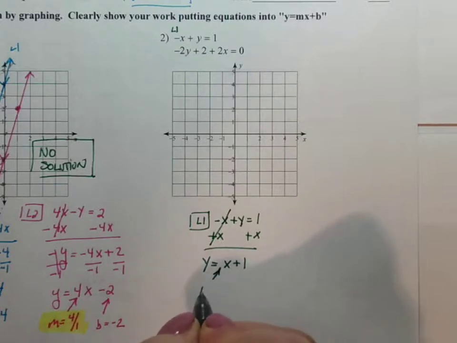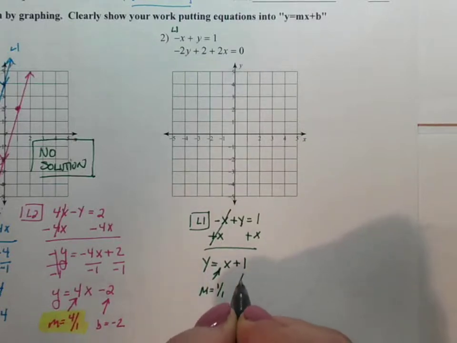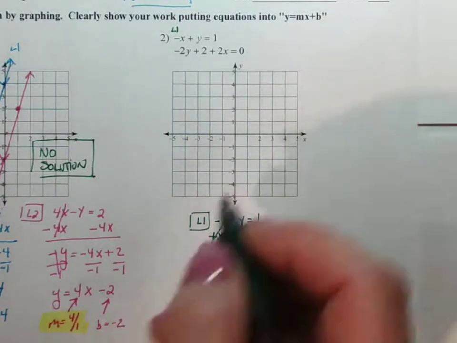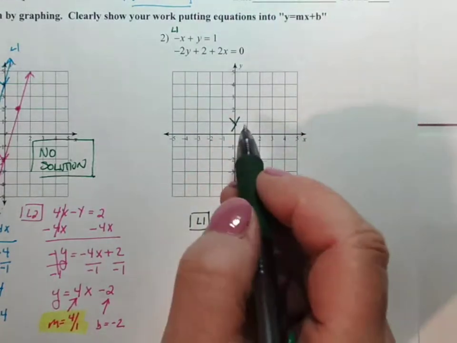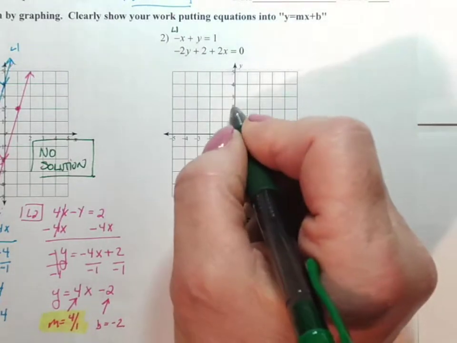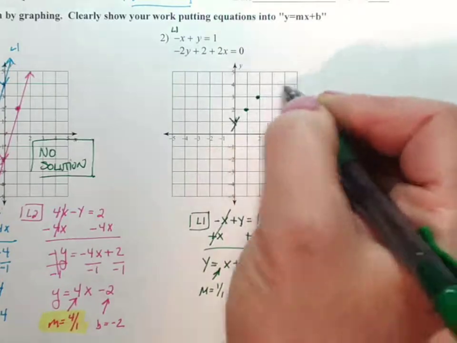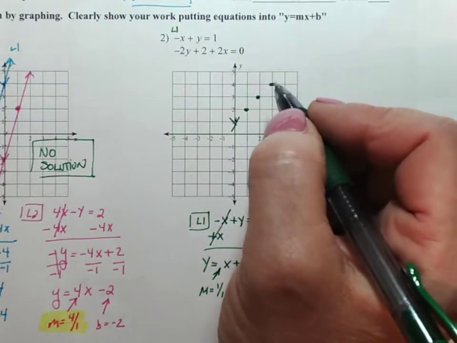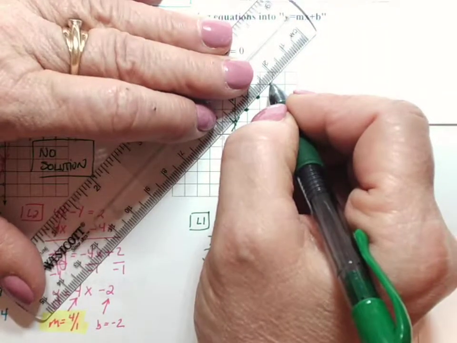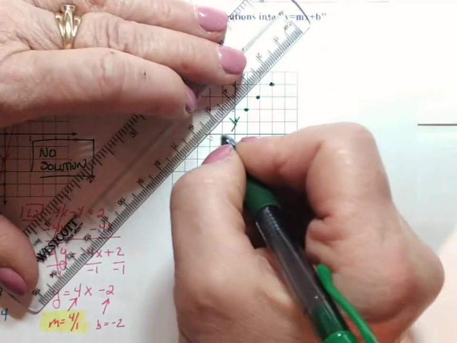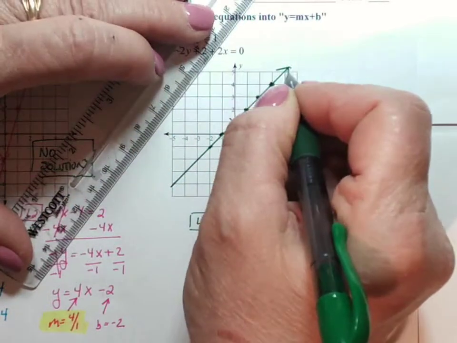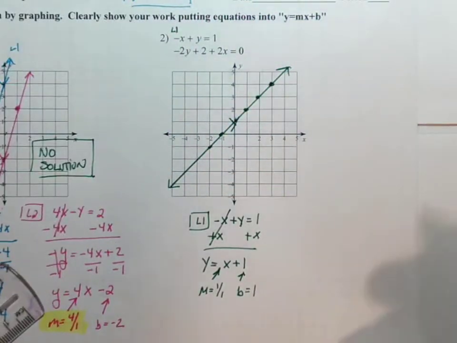Here, the slope is going to be 1 over 1. The y-intercept is 1. So we graph the y-intercept. Okay, that's the point on the y-axis at 1. And the slope up 1 over 1, up 1 over 1. And you want your lines to be very straight. So I always put lots of extra points to make sure that they're going to be straight. So there's line 1.